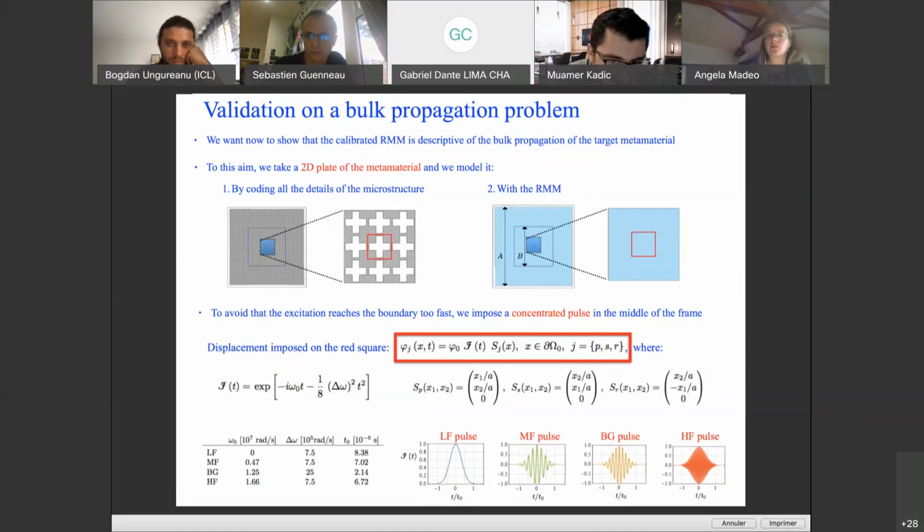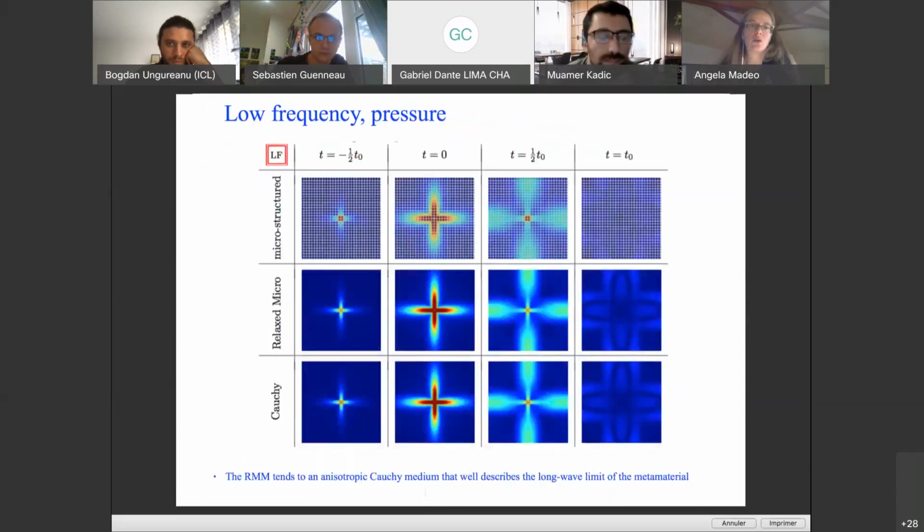So we take a concentrated pulse just because we don't want to reach the boundary too early, but this is not the interesting point. The interesting point is what's happening at low frequencies after the application of the pulse. Here we have the evolution for the microstructured, the micromorphic, and the classical Cauchy. For low frequencies, there is no surprise. All three models give the same results. At low frequencies, we saw that Cauchy close to the origin is still good.